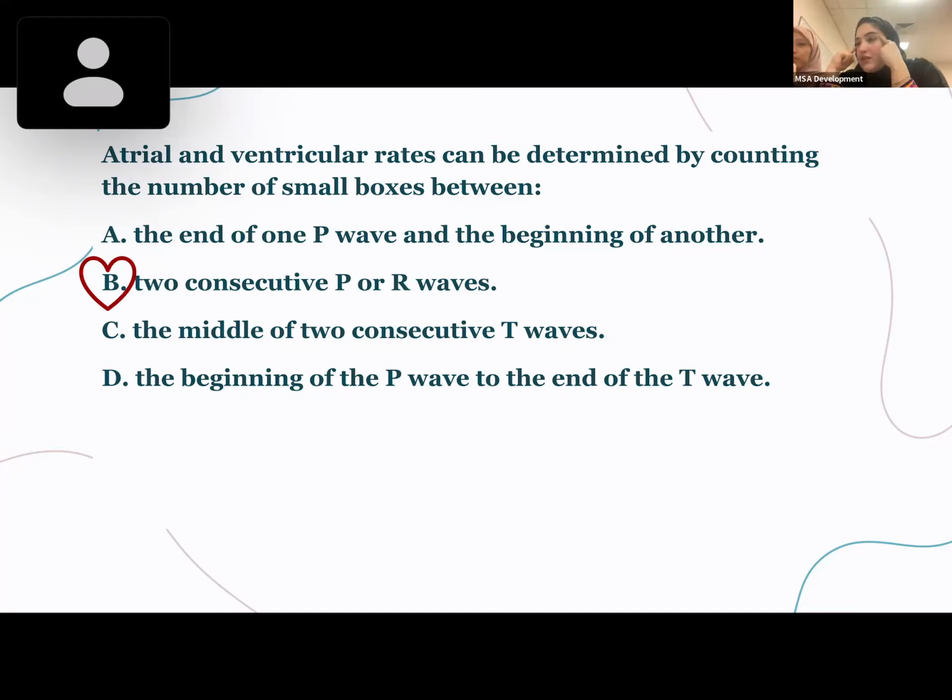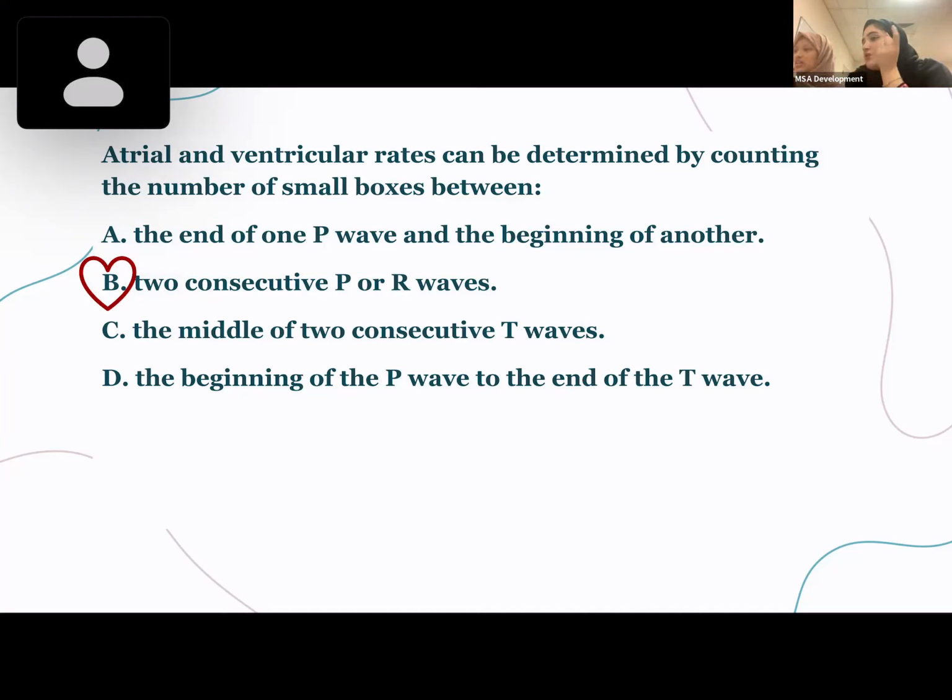Can you guys imagine the P, Q, R, S, and then this ST? So from this P to a P, this is an atrial rate. From an R to an R, that's a ventricular rate. Is that clear for everyone who said A? I think some people said A and D.